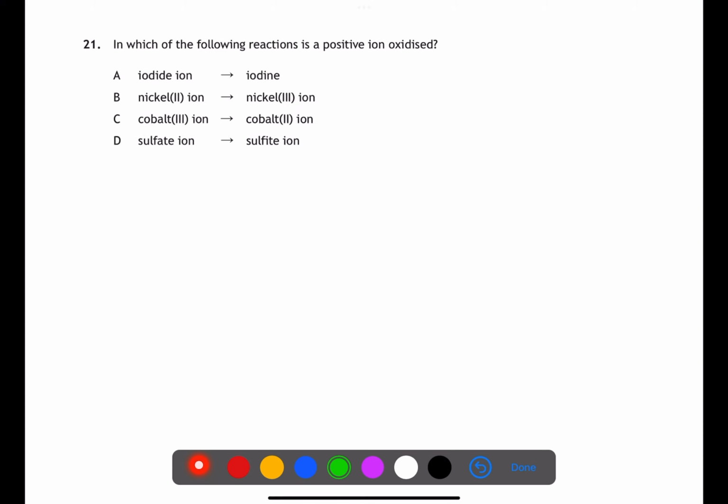For question 21, I recommend looking at page 10 of your databook. All of the reactions on page 10 are written as reduction reactions. The reaction that we're looking for is oxidation, and therefore the opposite way to those reactions. We're looking for a positive ion to be oxidized. Therefore, we can eliminate the iodide and sulfate, as those are both negative ions. For oxidation, electrons are lost, and therefore the oxidation number increases. This means that nickel 2 to nickel 3 will be an oxidation reaction, as it is losing an electron.